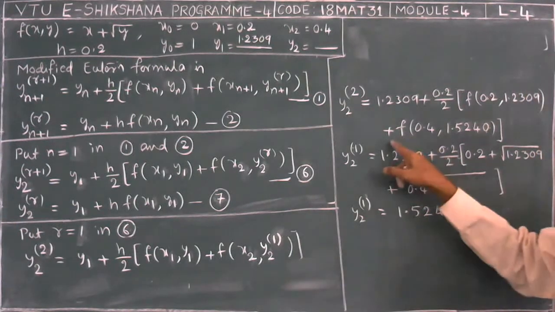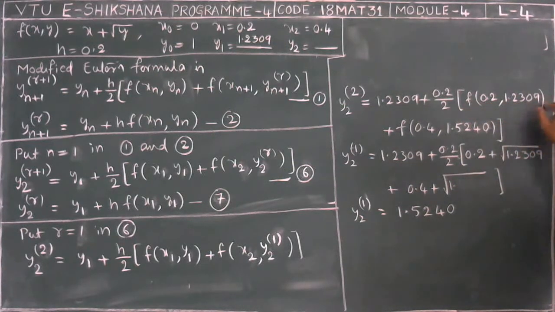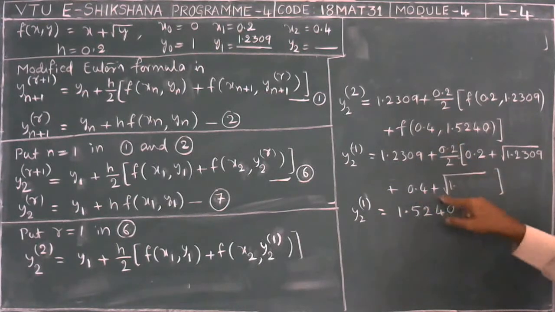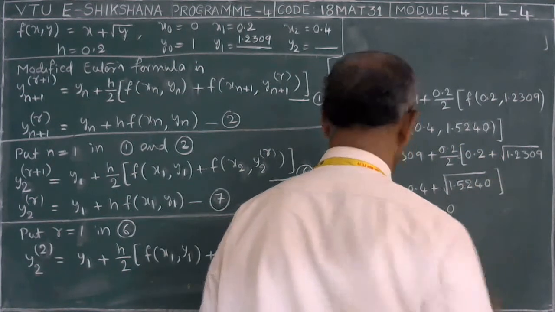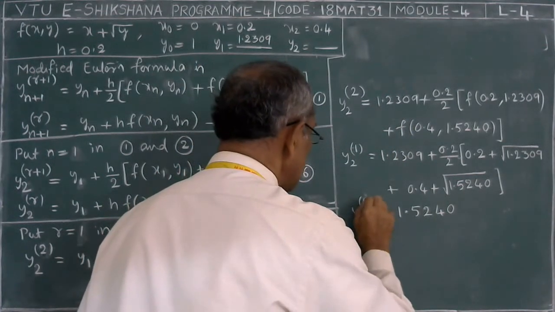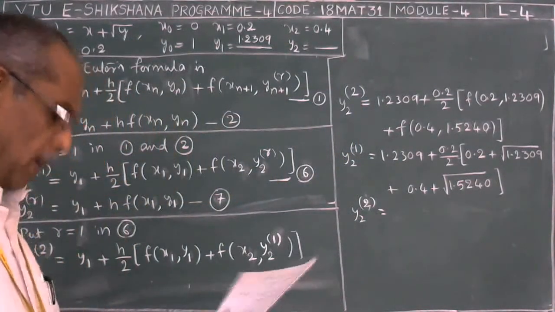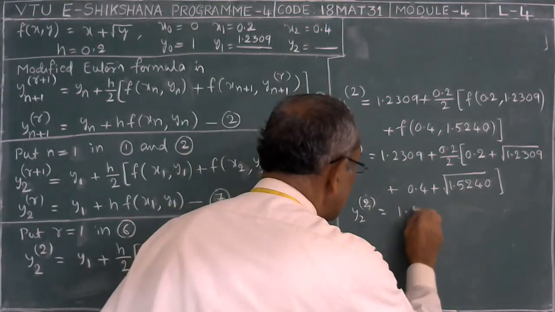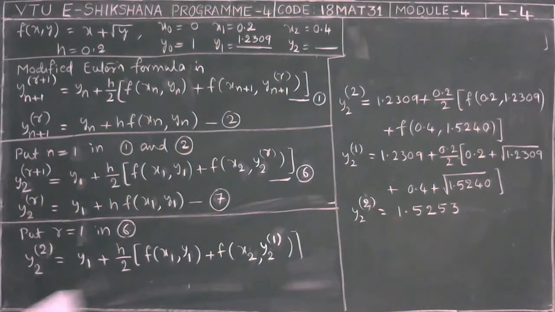Now let us read the definition for this. 1.2309 plus 0.2 by 2, f of 0.2 comma 1.2309, by definition is x, that is 0.2, plus root y, that is 1.2309. Similarly, here 0.4 plus root of 1.5240. If you carefully compute using your calculator, y2 2 will be 1.5253.